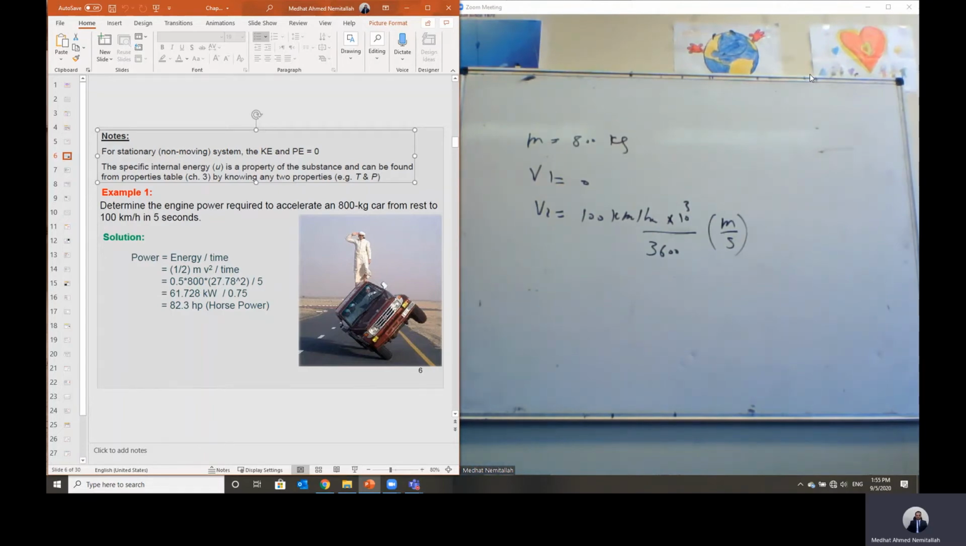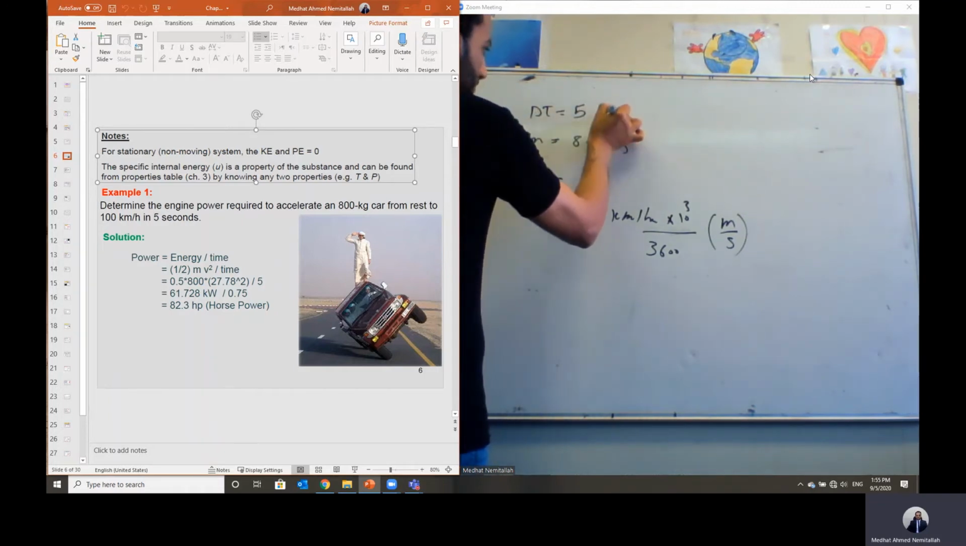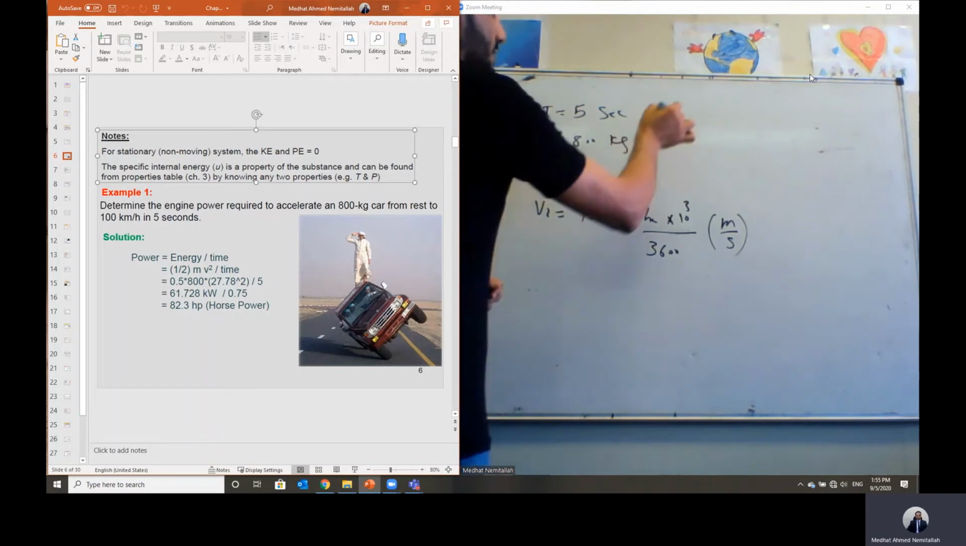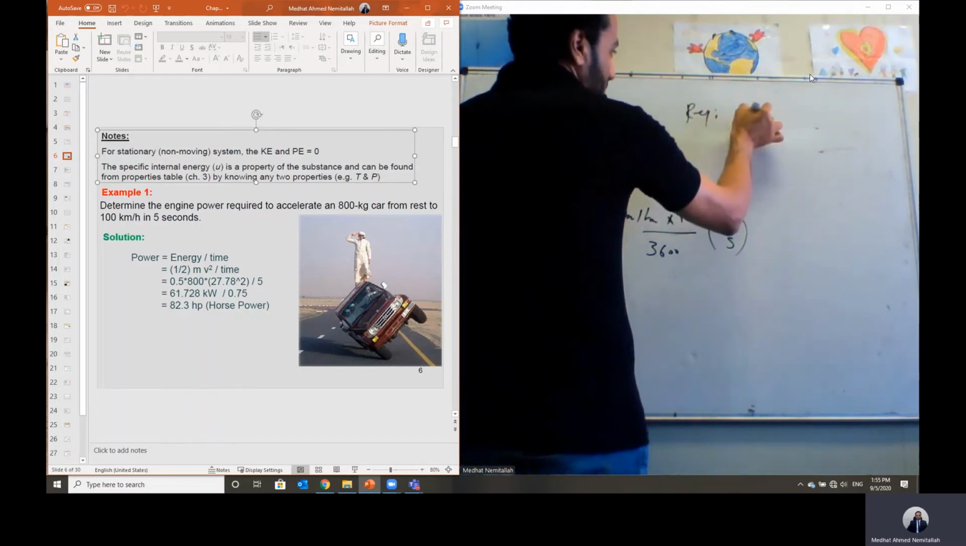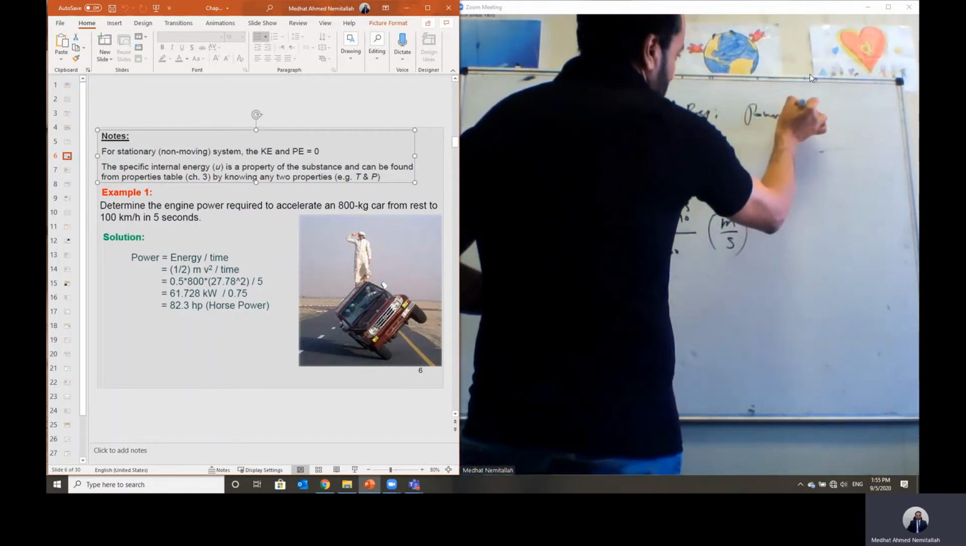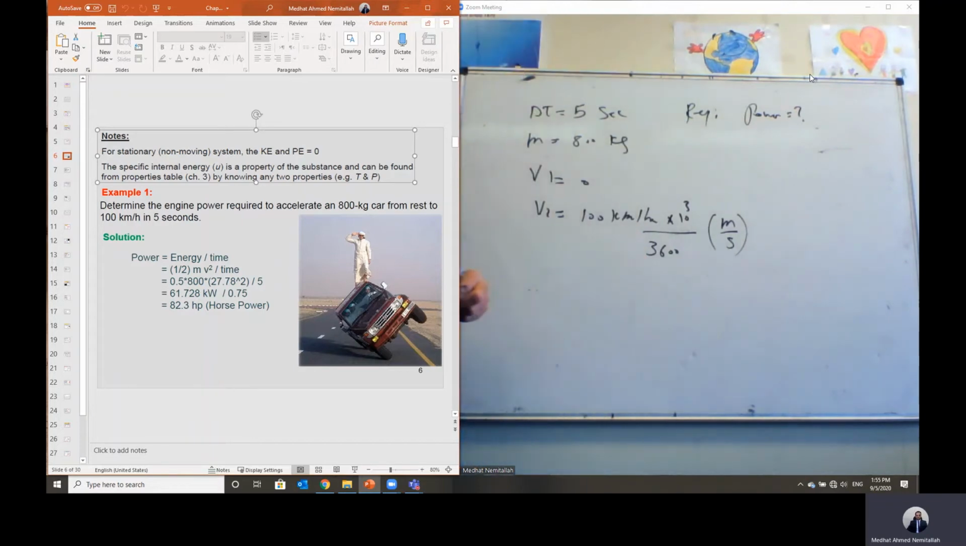Okay. So this is V1, V2, and we also have time. Delta T is given as 5 seconds. And we need to calculate the power of this system, the power required to drive this system.